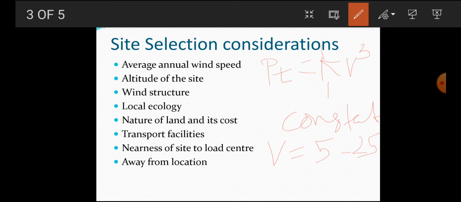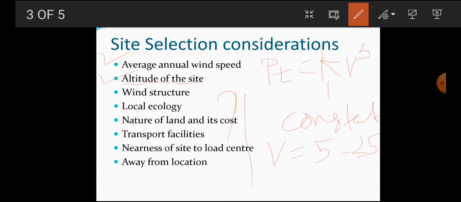Then the second point is the altitude of the site. Altitude of the proposed site means at what height the wind turbine should be installed. The higher the altitude, the ground experiences stronger winds than lower altitude ground. So the higher you go, the more wind speed you will get from the ground. Thus, altitude affects the electric power output of the WECS.